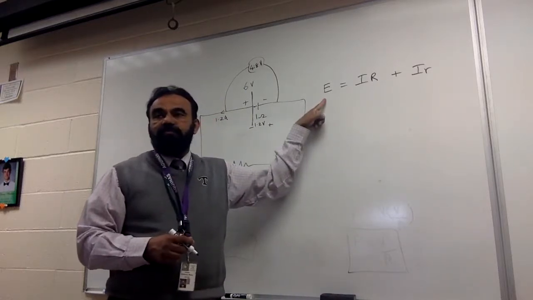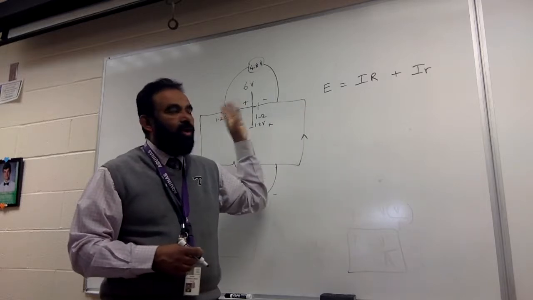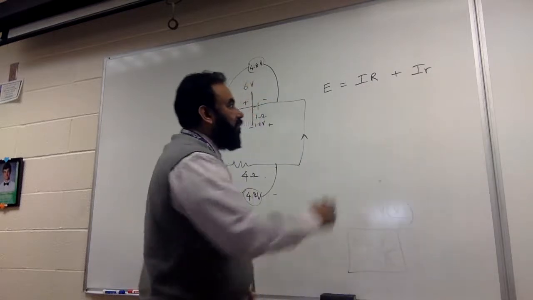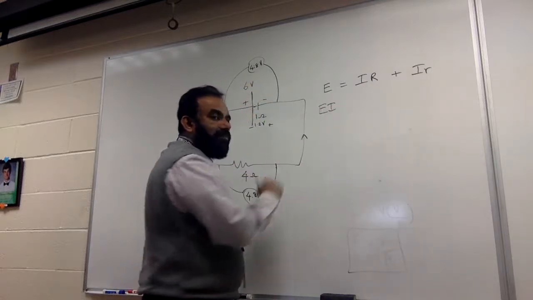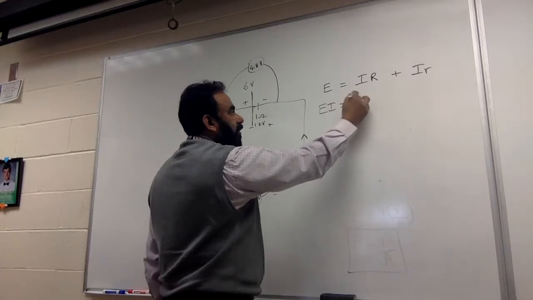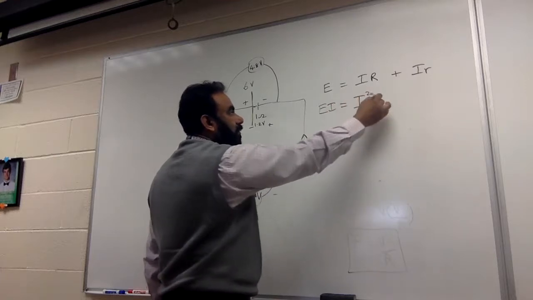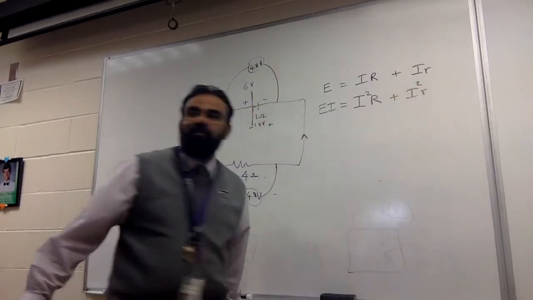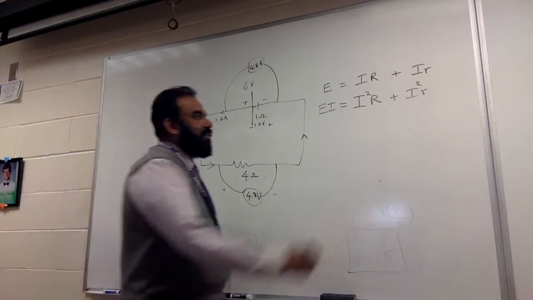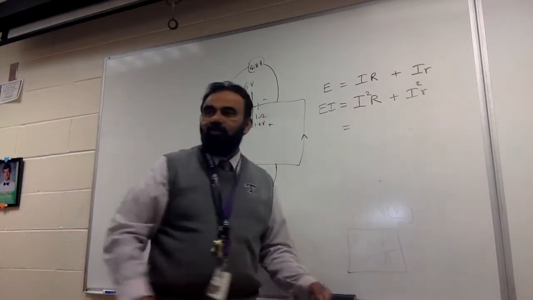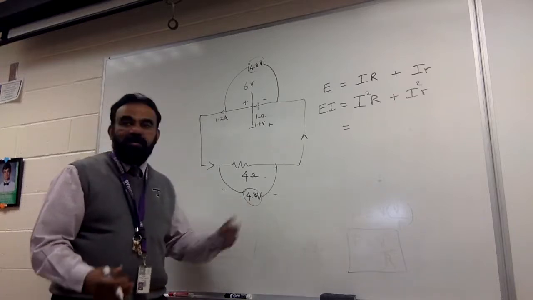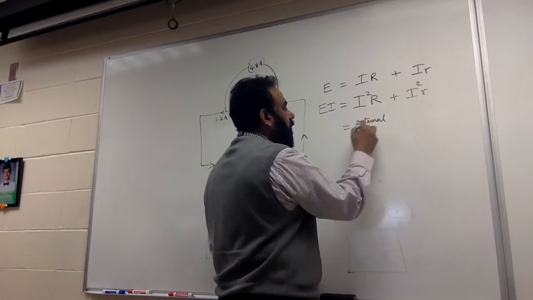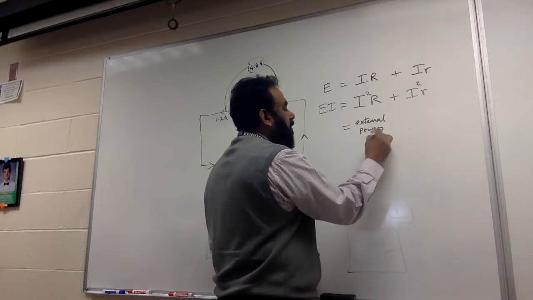Look at this equation. I'm multiplying the whole equation with I. If I multiply the whole equation with I, see what happens here. EI is equal to what? I square R plus what? Now what is this? What is that? It's power. Power what? Power external. This is the external power dissipated.